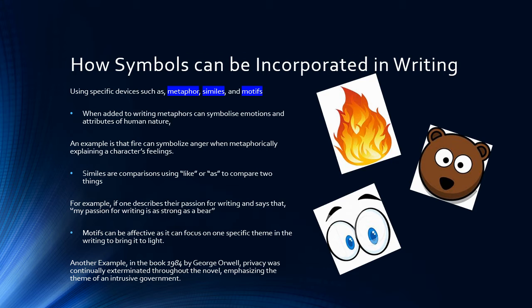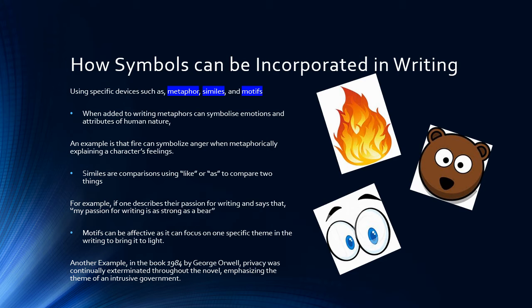When added to writing, metaphors can symbolize emotions and attributes of human nature. An example is that fire can symbolize anger when metaphorically explaining a character's feelings. Similes are comparisons using like or as to compare two things. This can emphasize the symbols, which can lead to a theme of a piece of literature. For example, if one describes their passion for writing and says that my passion for writing is as strong as a bear, portraying the theme and helping the reader understand what the writer is trying to say.